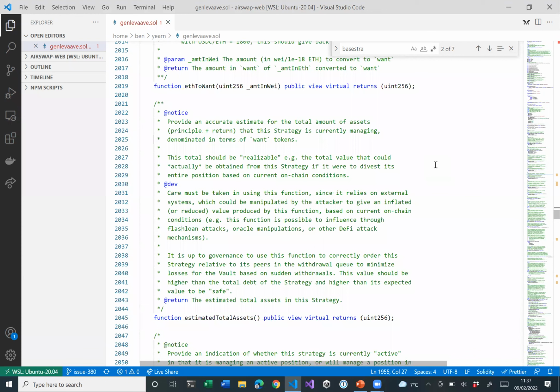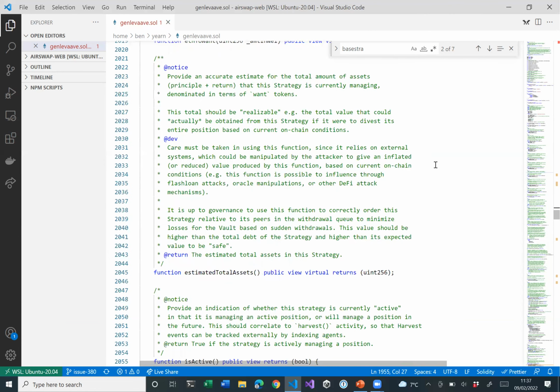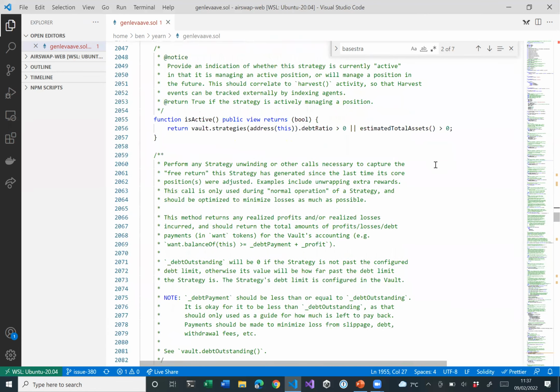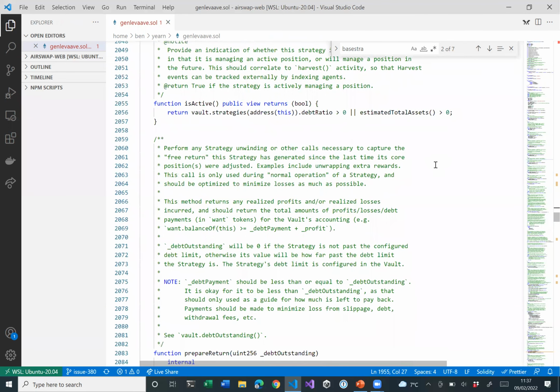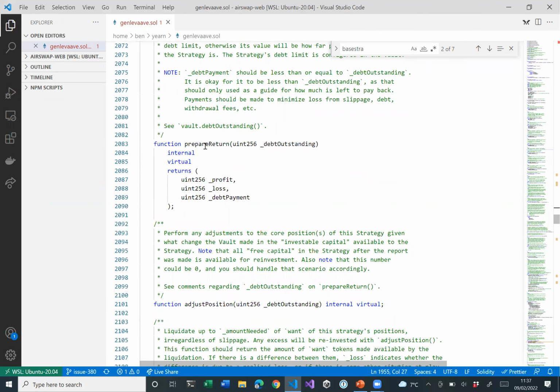Estimated total assets. Provide an accurate estimate of the total amount of assets, principal plus return, the strategy is currently managing. Is active check. Yeah, here's the prepare returns that we looked at earlier.